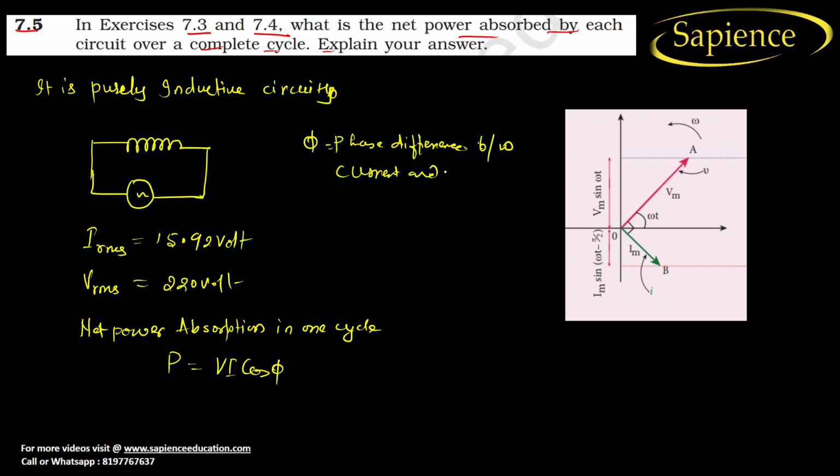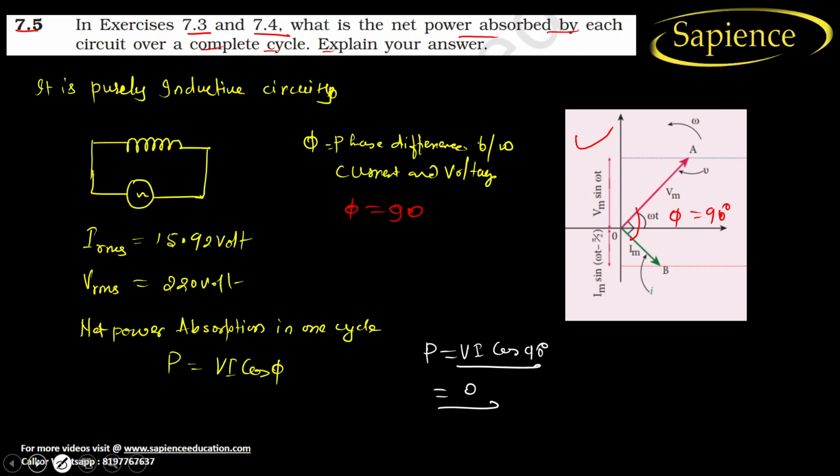Now if you observe this diagram, the angle between these two is how much? 90 degree. So the phase difference is 90 degree, that is phi is equal to 90 degree. Now put the values for the solution. So power is equal to V into I into cos 90 degree. So basically average power will be 0 for a pure inductive circuit. I hope you have understood this one, right?